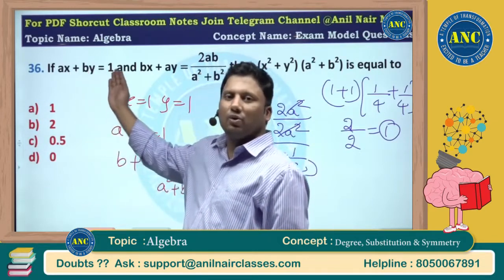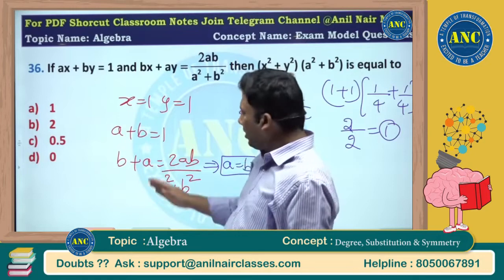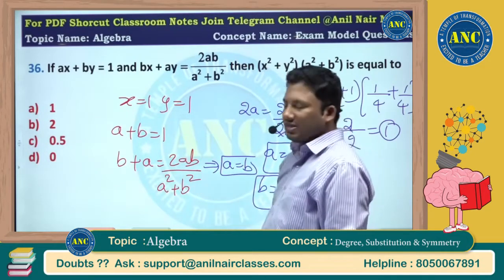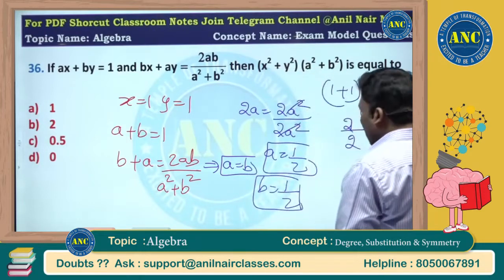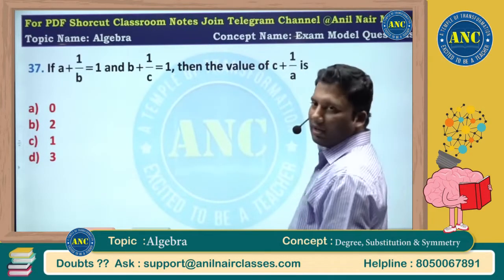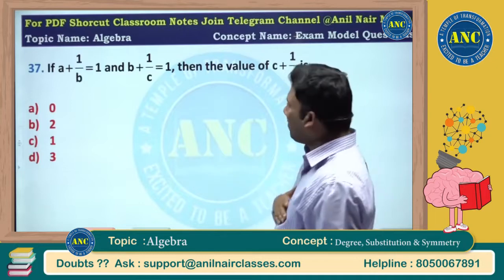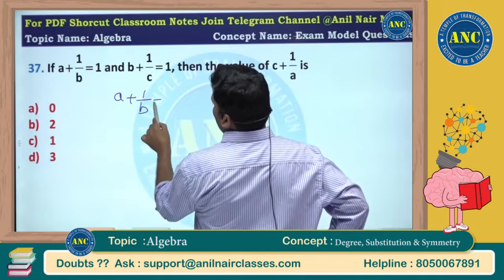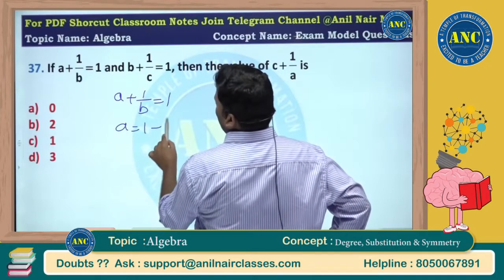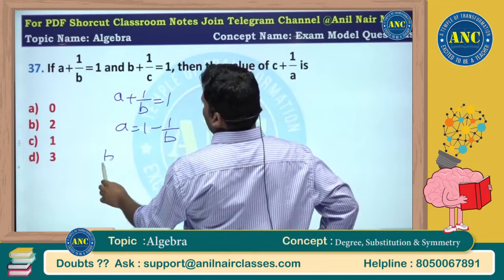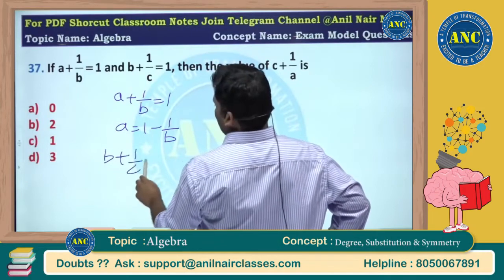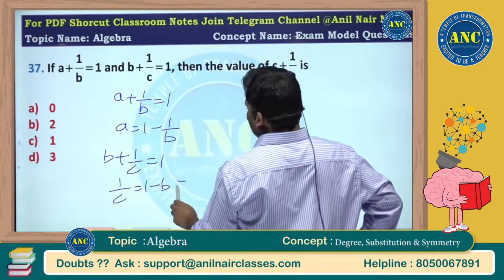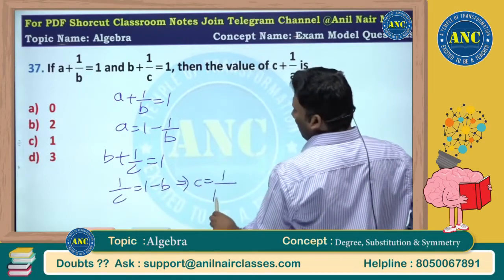I kept x value 1, y value 1. A plus b equivalent to 1. B plus a equivalent to 2ab by a square plus b square. It's a symmetric function, so I made a equivalent to b. Another question. These are exact replica questions, sir. A plus 1 by b equivalent to 1. A equivalent to 1 minus 1 by b. B plus 1 by c equivalent to 1. 1 by c equivalent to 1 minus b. C is 1 by 1 minus b.